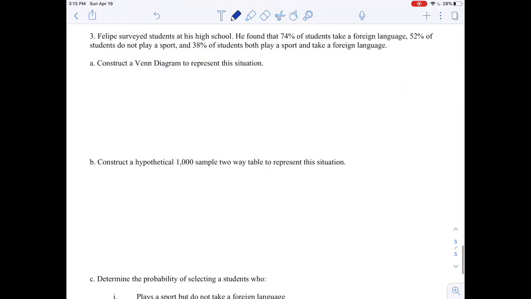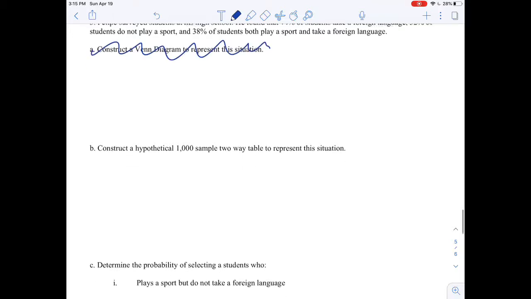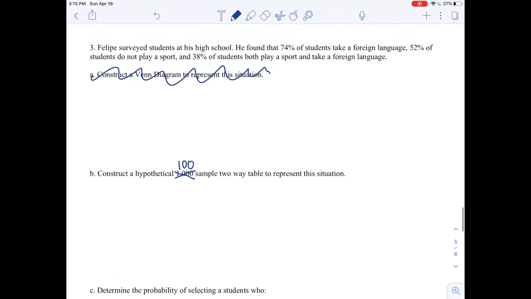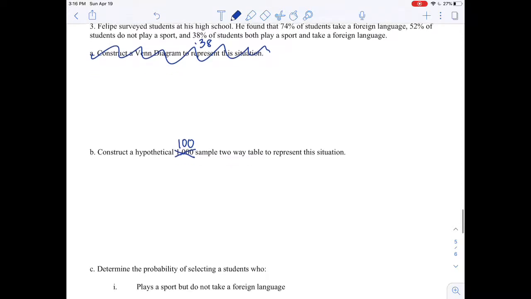Okay. Let me do one more example. So go down to question number 3 from the homework that goes with this. It says, Philippe surveyed students in a high school. He found that 74% of students take a foreign language, 52% do not play a sport, 38% play a sport and take a foreign language. So I'm actually going to skip the Venn diagram for this. And I'm going to go right to a two-way table, and I'm actually going to suggest doing a 100 sample two-way table instead of a 1,000 because of the fact that I'm given percentages that are out of 100. So 0.74, 0.38, 0.52.